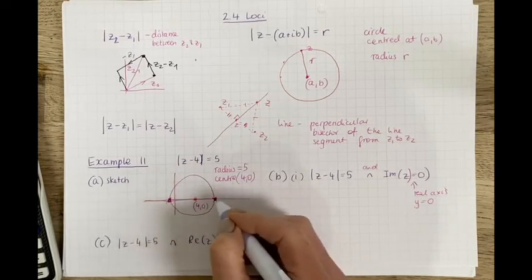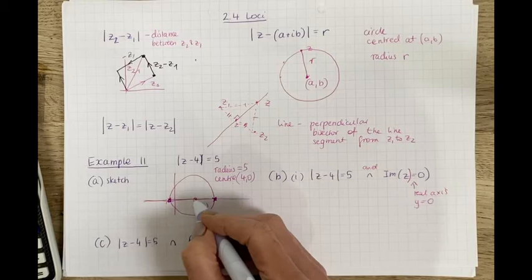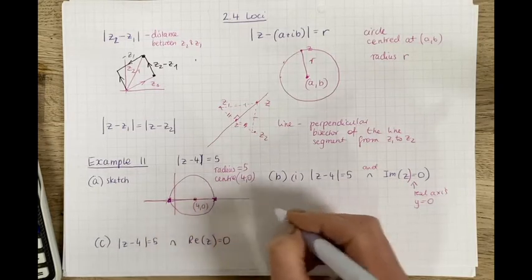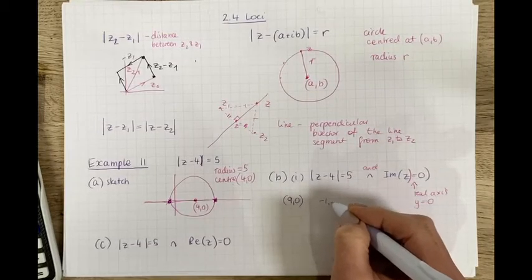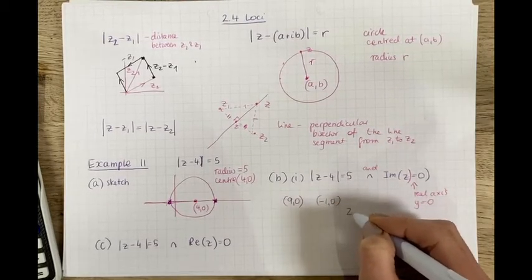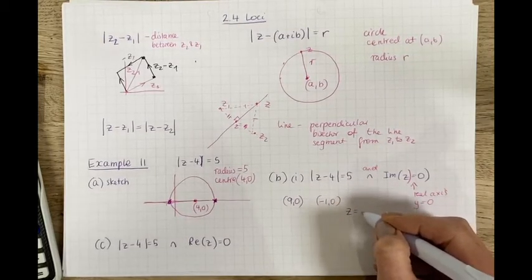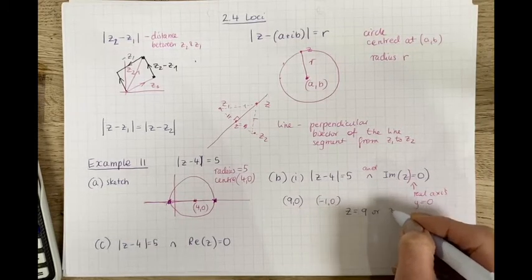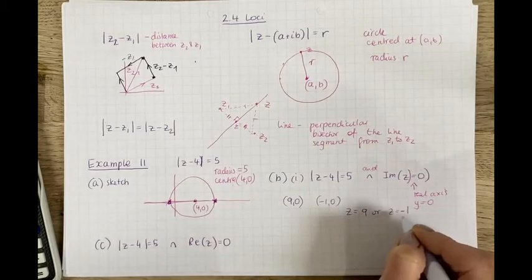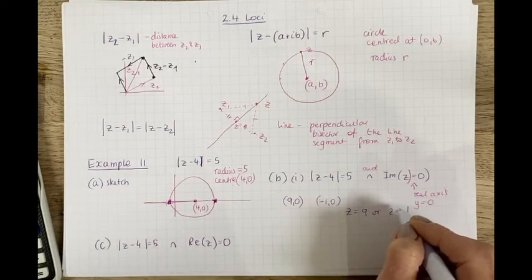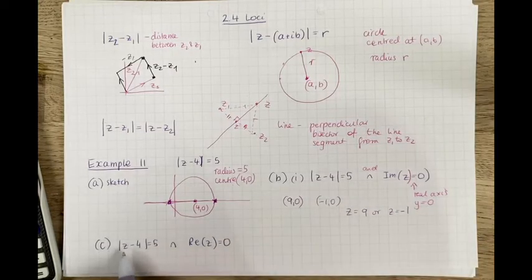They have in common those 2 points. So since this is 5 away from 4, it's going to be (9, 0) and (-1, 0). So z is equal to 9, or z is equal to -1. Those are the complex numbers that satisfy this equation.